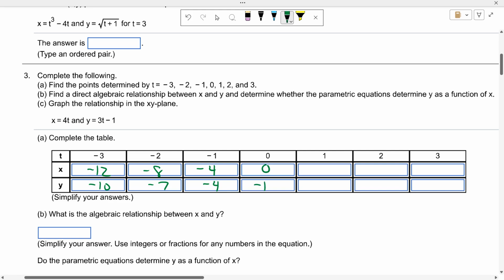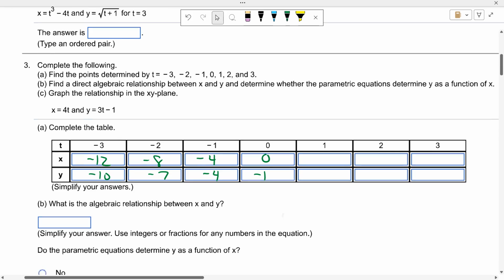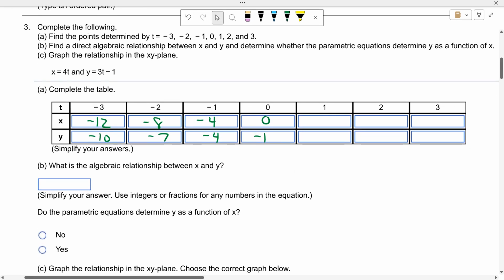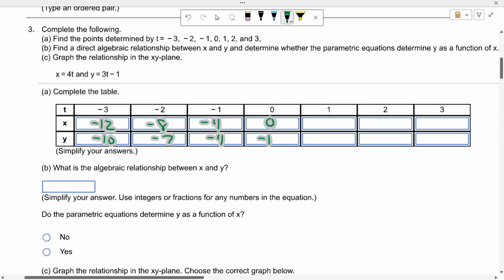Okay? What's the algebraic relationship between these two? Well, what's happening as x increases by 4, y is increasing by 3. Okay? As x increases by 4, y is increasing by 3. And when x is 0, y is negative 1.